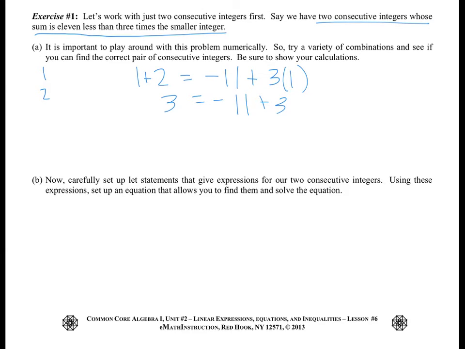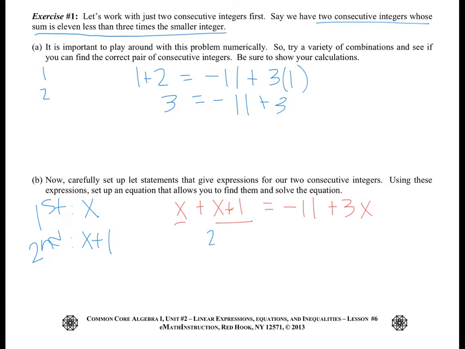So we need to figure out our first integer and our second integer. So we're going to make some let statements. The first integer will always be x. And in this case, we're going to do two consecutive, so x plus 1 would give you your next one. So that's our second integer. So we're going to add them. The sum of both of them, x plus x plus 1, is equal to 11 less than 3 times the smaller integer.